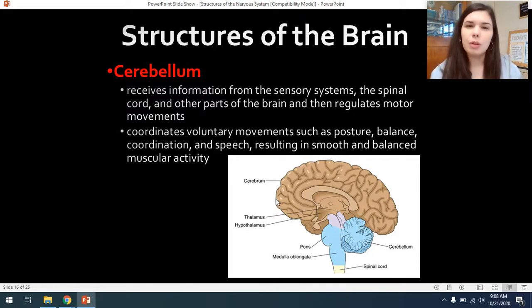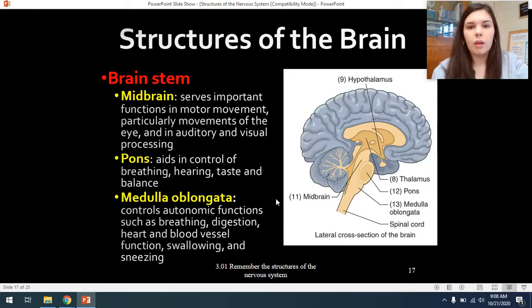Basically, if you were to have something wrong with your cerebellum, if you were to go to try to pick up something, I'm able to hold this pretty steadily. But if there was something wrong with my cerebellum, I might be really shaky, or I might have very jerky movements. So our ability to be able to move freely and smoothly comes from our cerebellum.